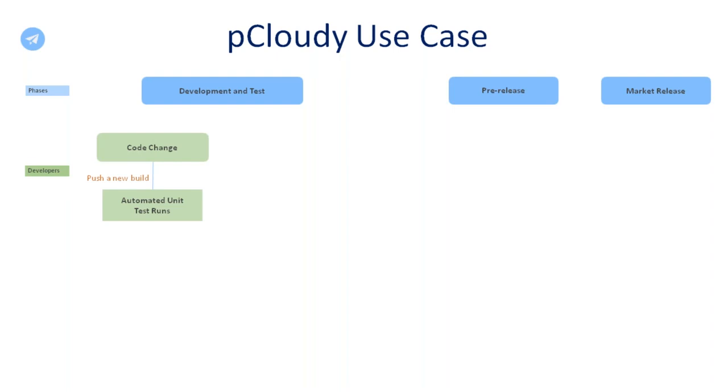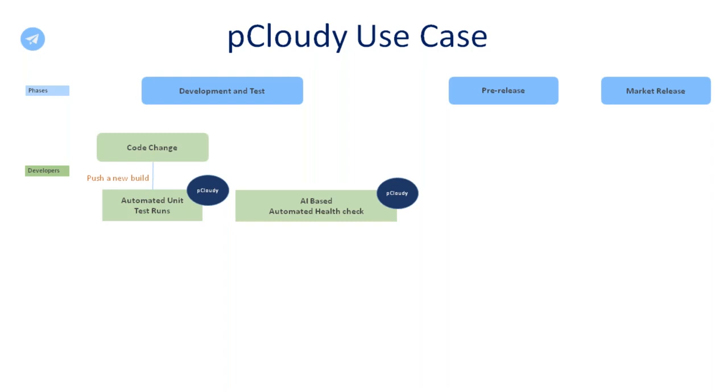Let's see the first track, which is the developer track here, right? Developers will create the code, make changes in the code, and create a new build. That's what we typically see in the development and test phase. And once that is done, we are running the automated unit test runs there, right? Once they push a new build, we will have the automation in place where the automated unit test cases start running automatically. This is a phase where pCloudy can actually fit into the existing criteria.